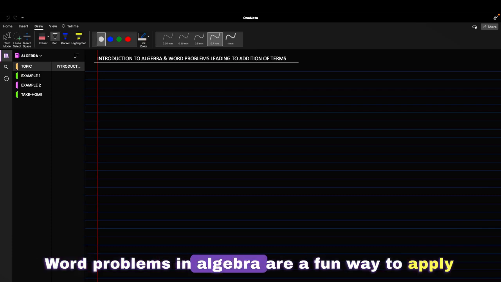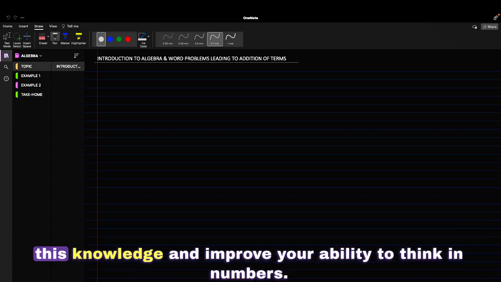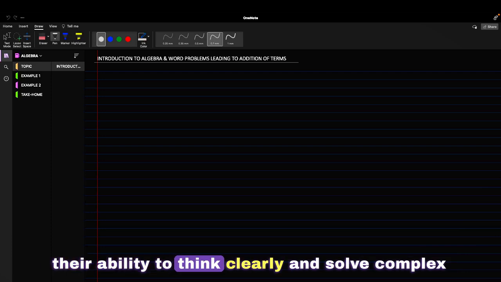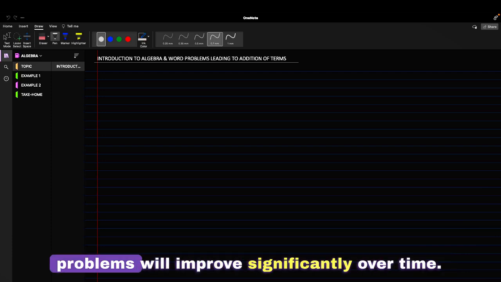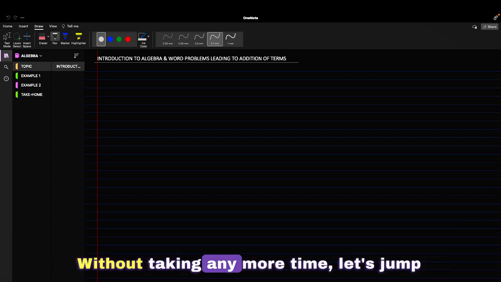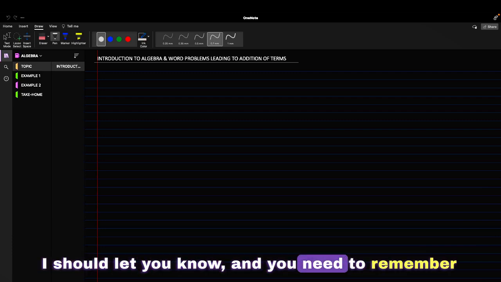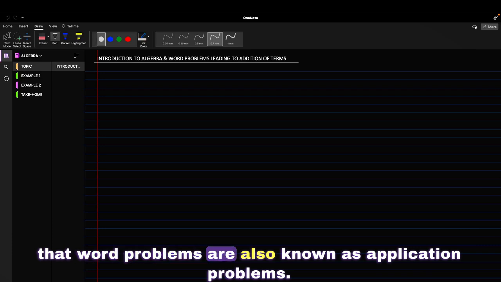Word problems in algebra are a fun way to apply this knowledge and improve your ability to think in numbers. With consistent practice, a learner will find that their ability to think clearly and solve complex problems will improve significantly over time. Without taking any more time, let's jump right into solving some application problems. I should let you know, and you need to remember, that word problems are also known as application problems.